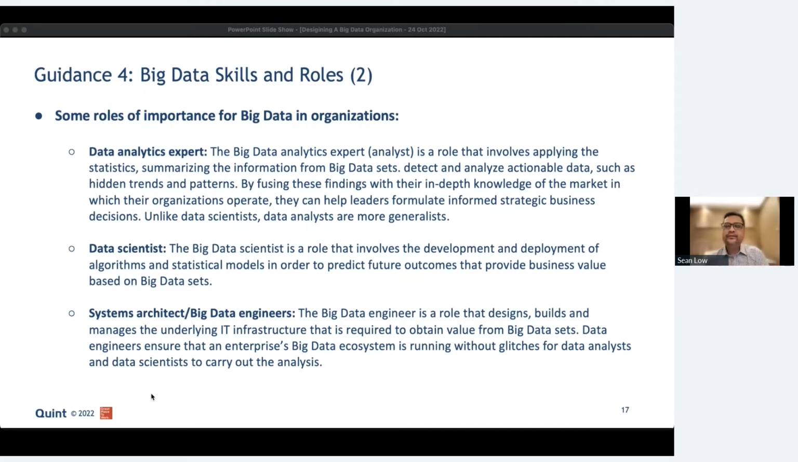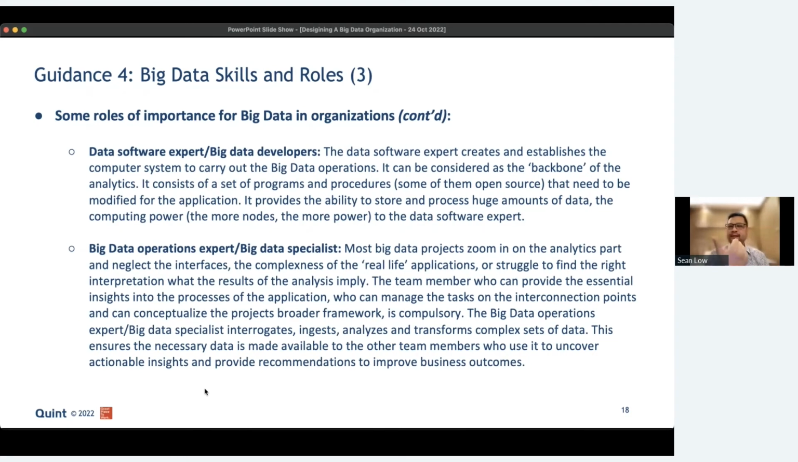Because if the systems, the foundations, hardware systems or the infrastructure, are not running correctly, the analysts and the scientists cannot use it. Right? Makes sense. Two more roles that are important: the data software expert or the big data developers.